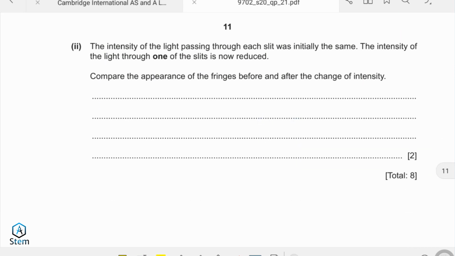The intensity of the light passing through each slit was initially the same. The intensity of the light through one of the slits is now reduced. Compare the appearances of the fringes before and after the change of intensity. One thing is for sure, the separation of the fringes is not affected by the intensity of our lights. Of course, they may look blurry because one of the slits is no longer very intense, but the separation will be the same.